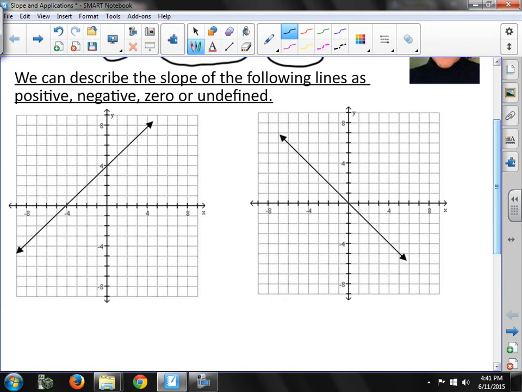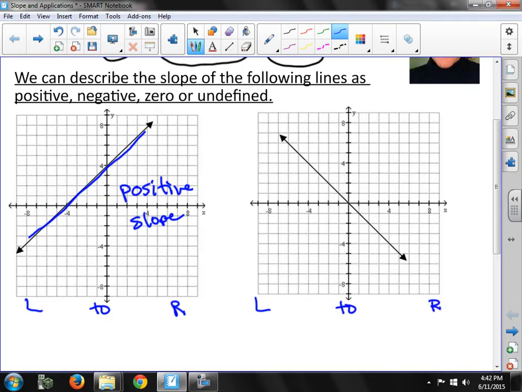Now let's look at these examples. On this first example, we see, as we look at the graph from left to right, our line goes up or increases from left to right. This is said to be a positive slope line. In the next example, from left to right, my line goes down or decreases. This is a negative slope line.